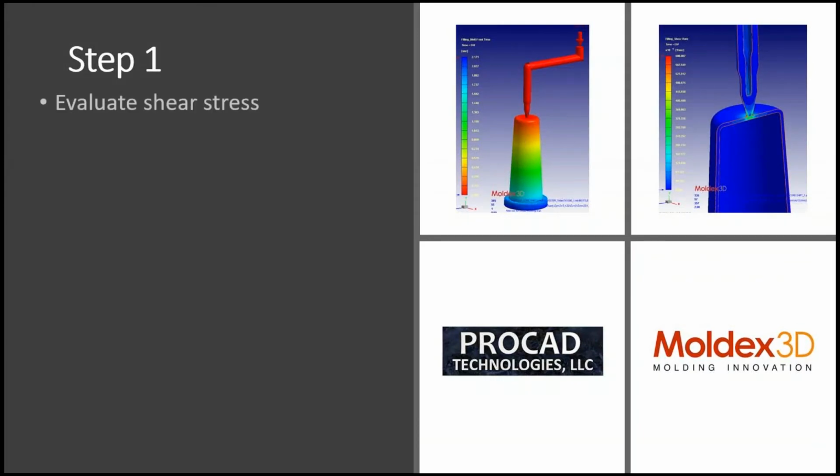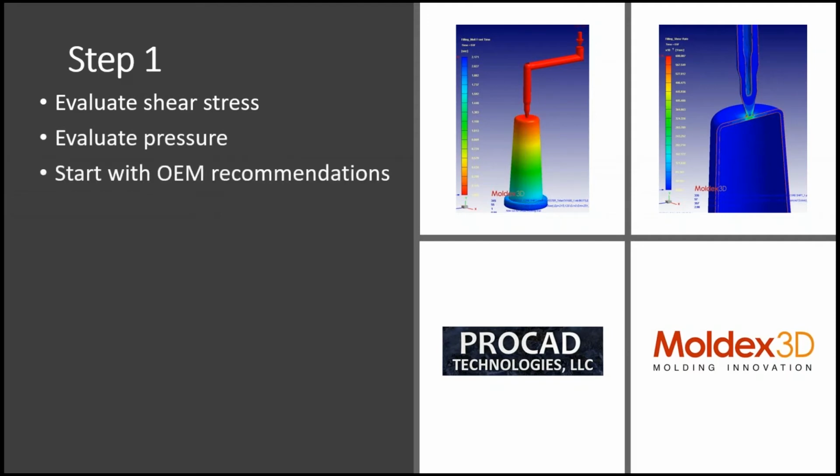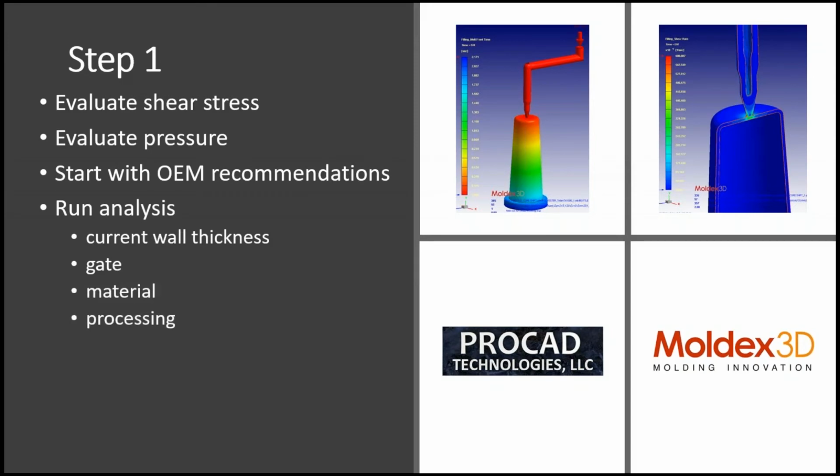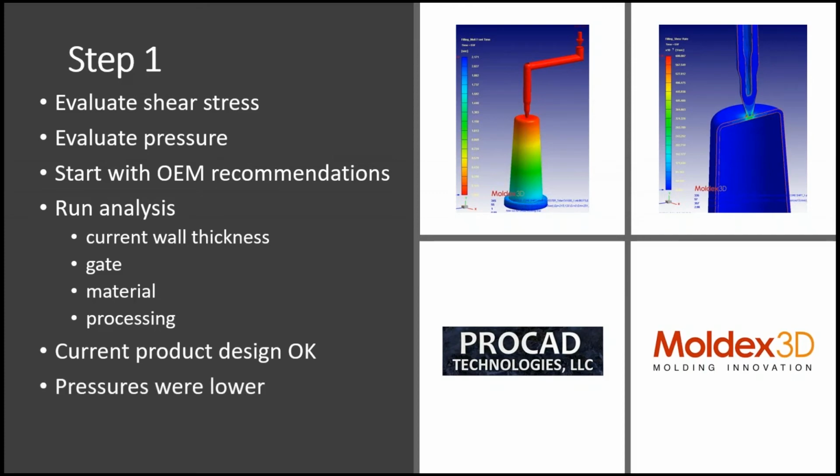Starting off with step one, we tried evaluating the stress and pressure. We wanted to consider the OEM recommendation of thickening the wall. So we started running the analysis, and we looked at the current wall, the gate, the material, and the processing. We concluded that everything was okay. We could not find why this product was failing. It made no sense to us at all. Everything was in normal limits. Even the pressures were substantially lower, by about 30 to 40%.